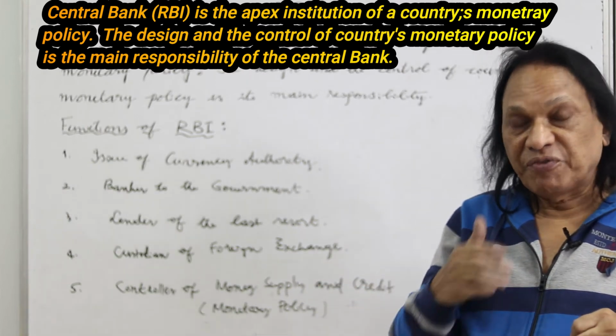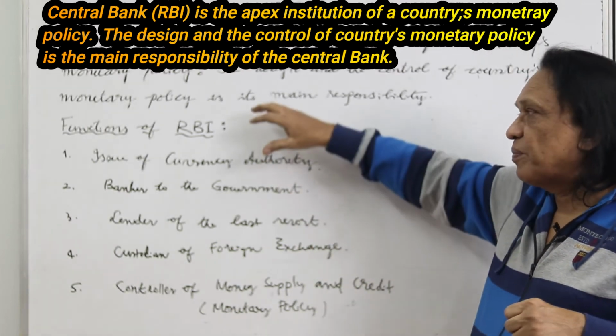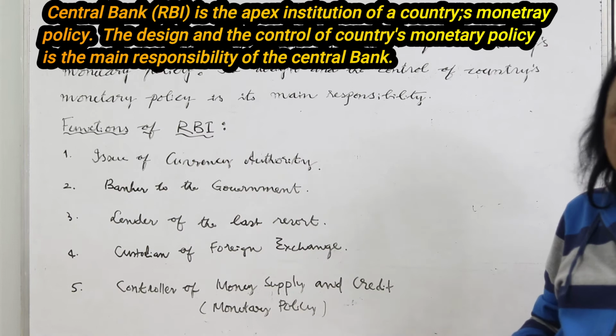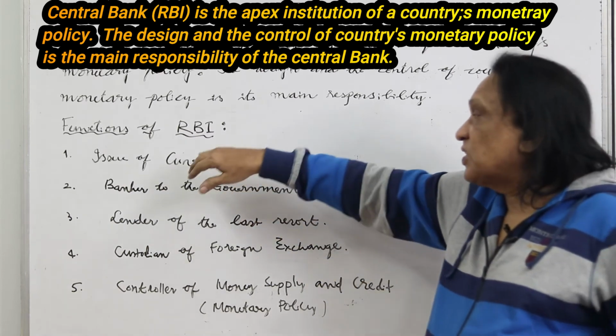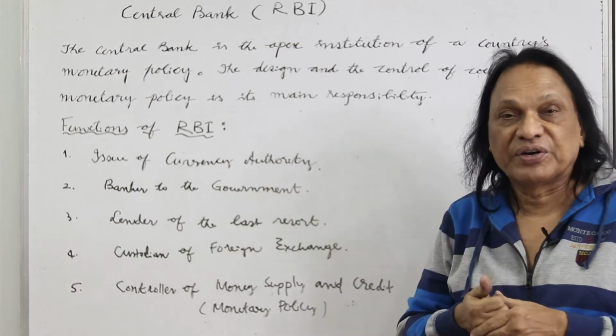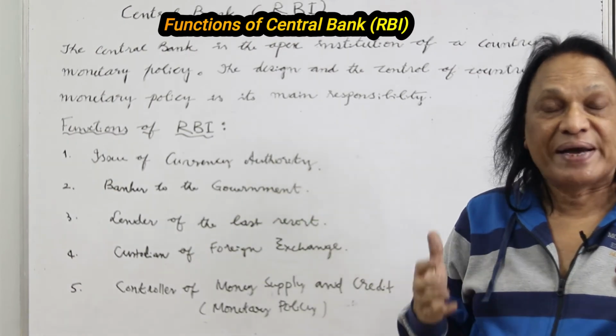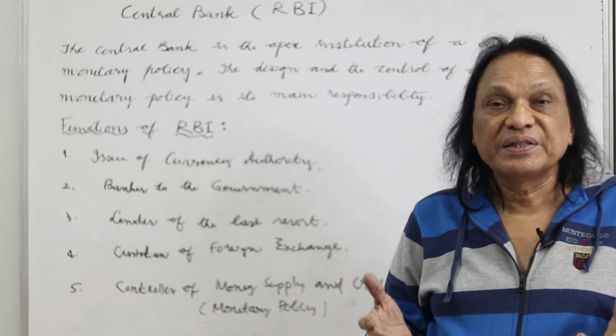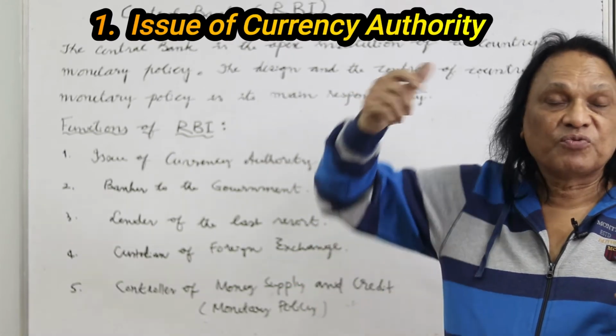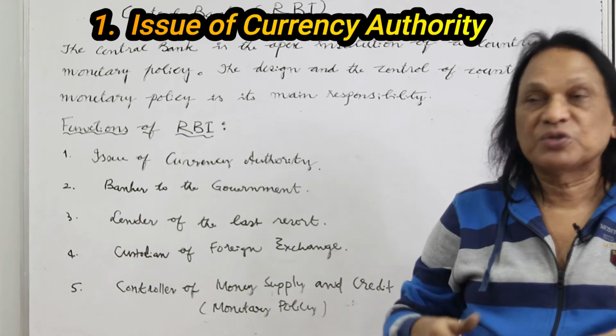And what are its main functions? State the functions of the central bank. It has 5 main functions. Of course, we'll be discussing all these in detail. The first function is issue of currency authority. We already saw that the central bank is the only bank in the country that issues all currency in the economy. It not only issues the currency, but also puts it into circulation.